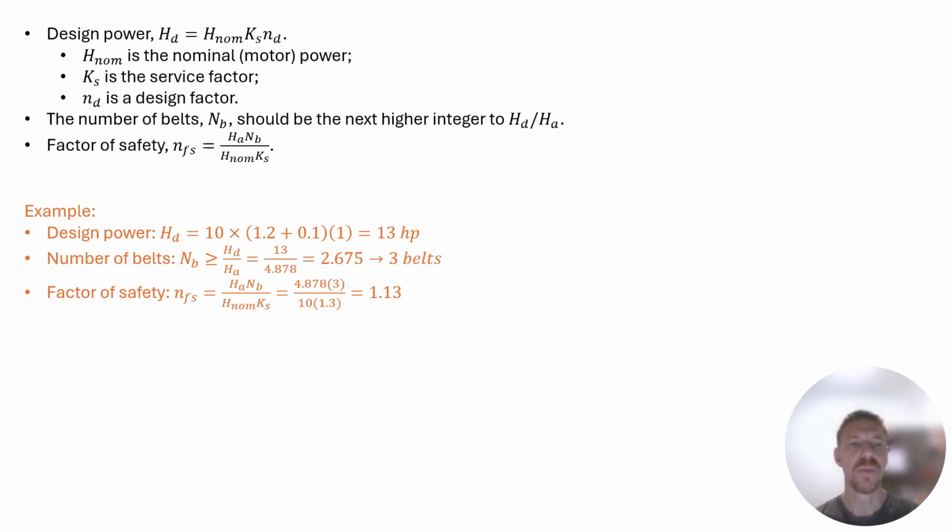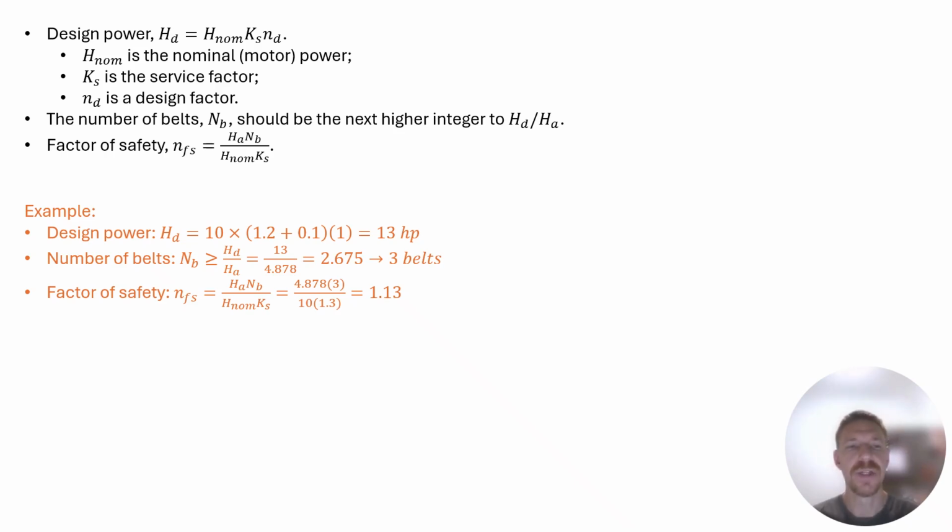And then we have the number of belts, which has to be greater than HD over HA. So that's 13 over 4.878, which is 2.675. I can't have 0.675 of a belt, so I need 3 belts. Now we rearrange that equation algebraically to find our factor of safety. So we have the allowable over the design.